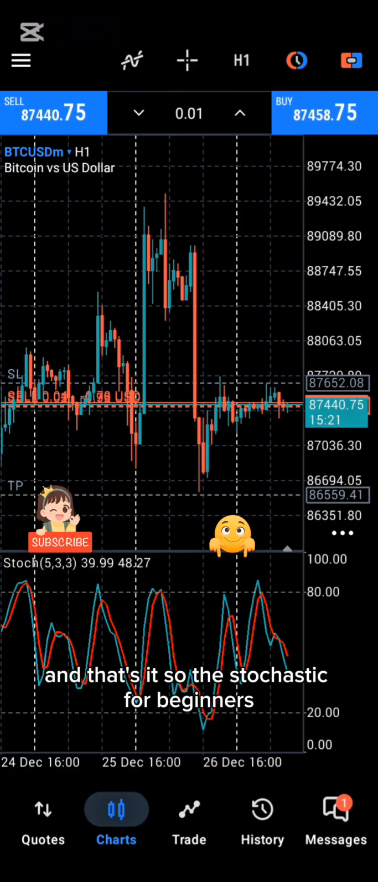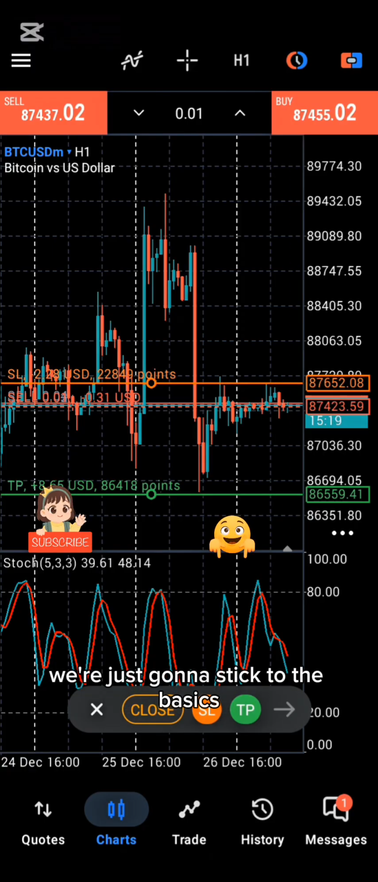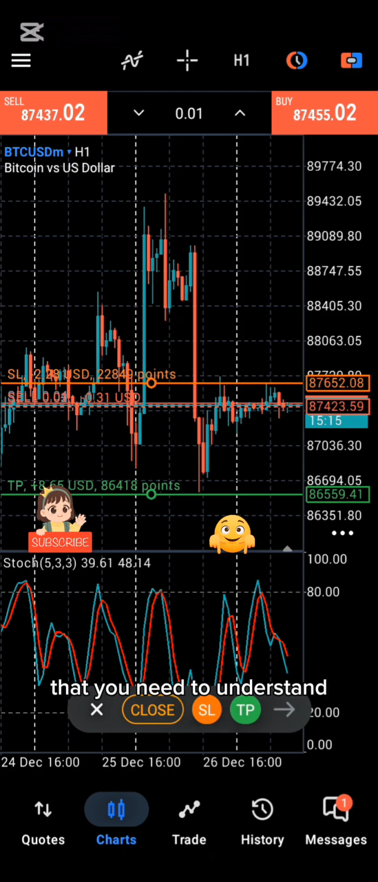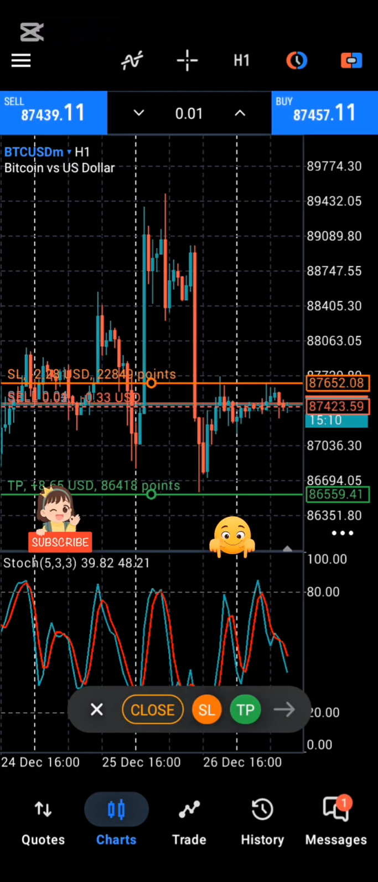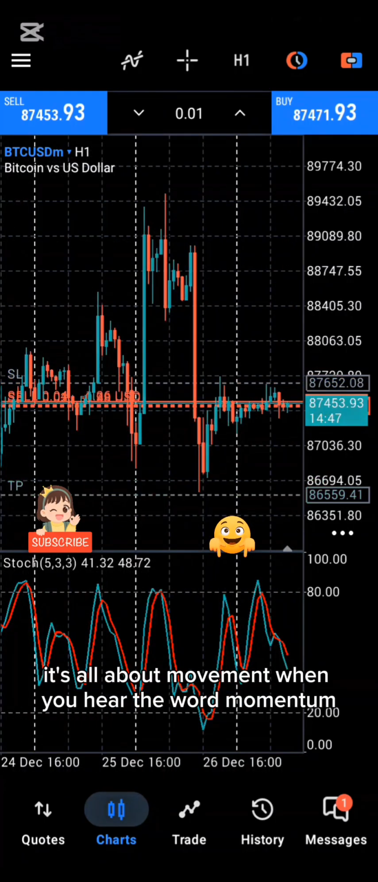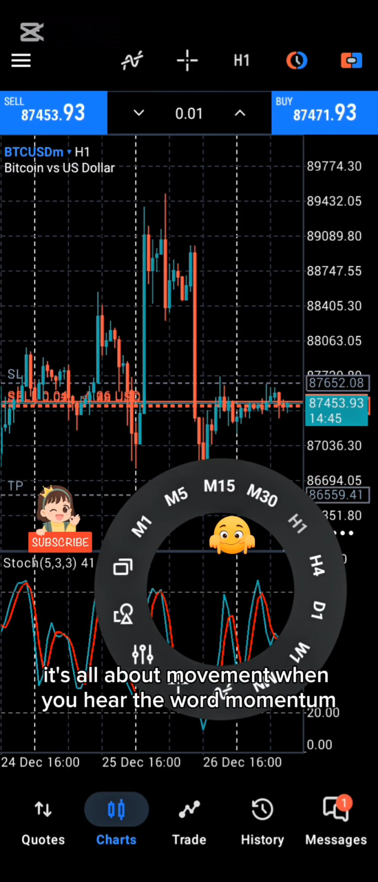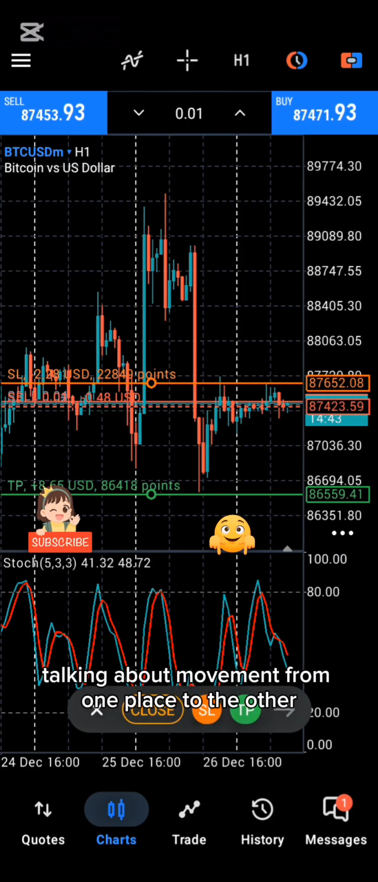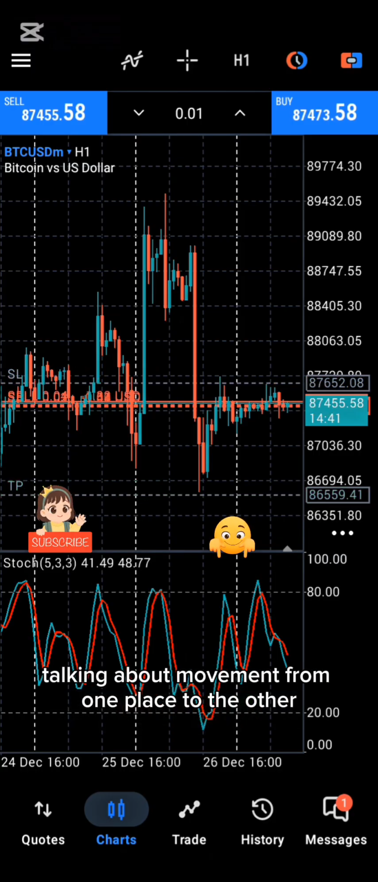So the stochastic, for beginners, we're just going to stick to the basics so that we can meet up with everything that you need to understand about the stochastic indicator. So moving on, the stochastic indicator, as we already know, is a momentum. Now what is a momentum? Momentum is all about movement. When you hear the word momentum, we're talking about movement from one place to the other.